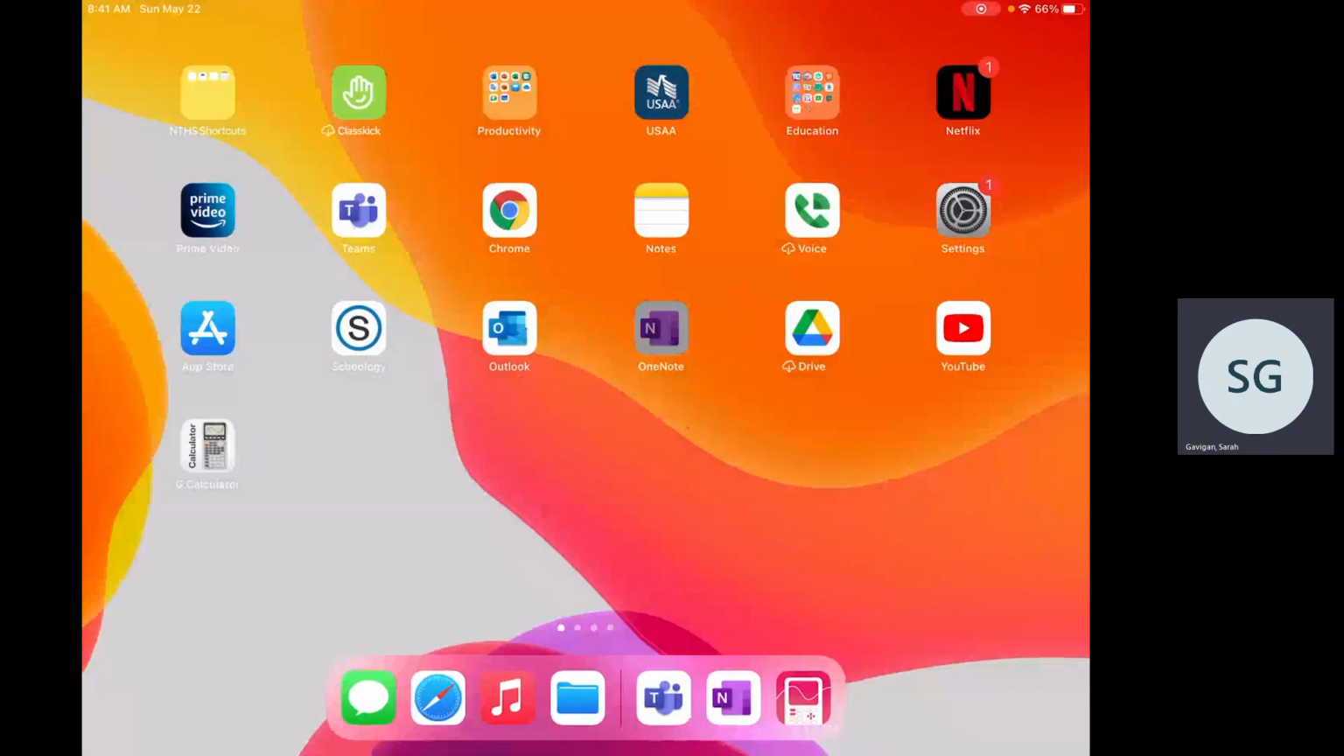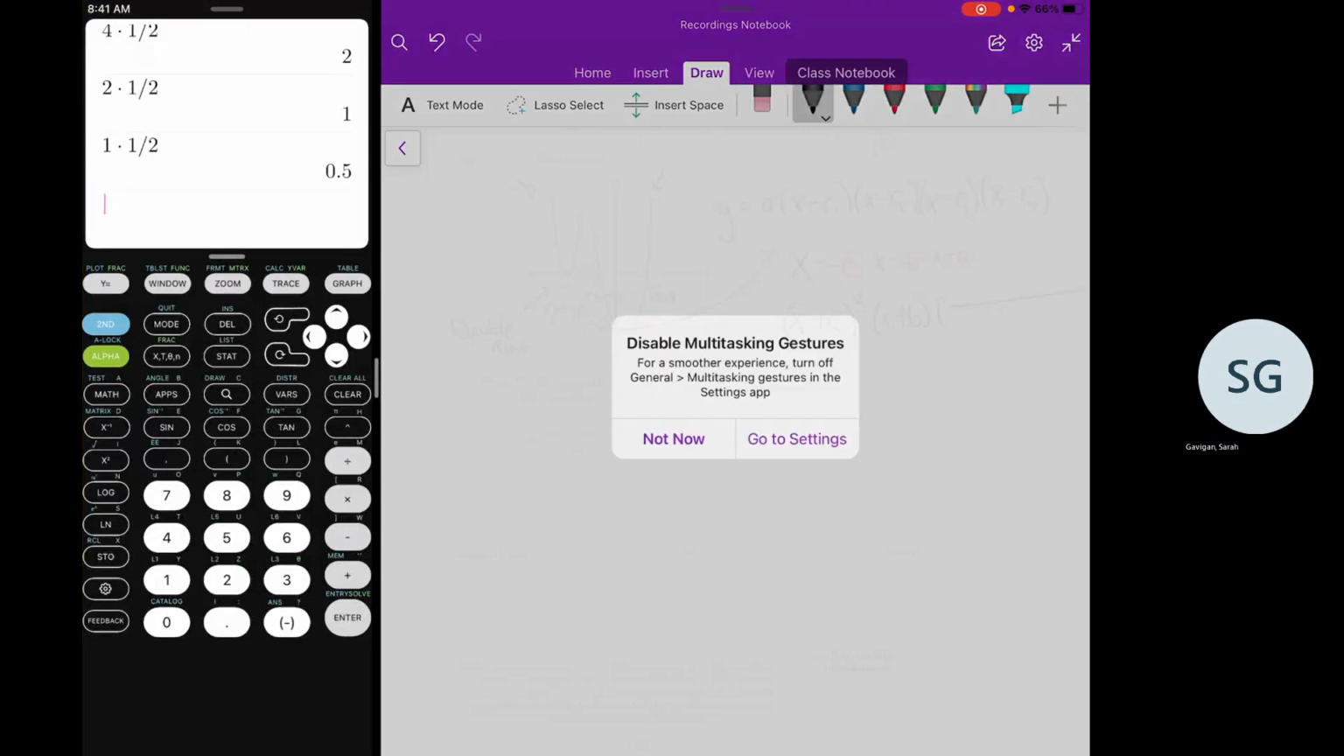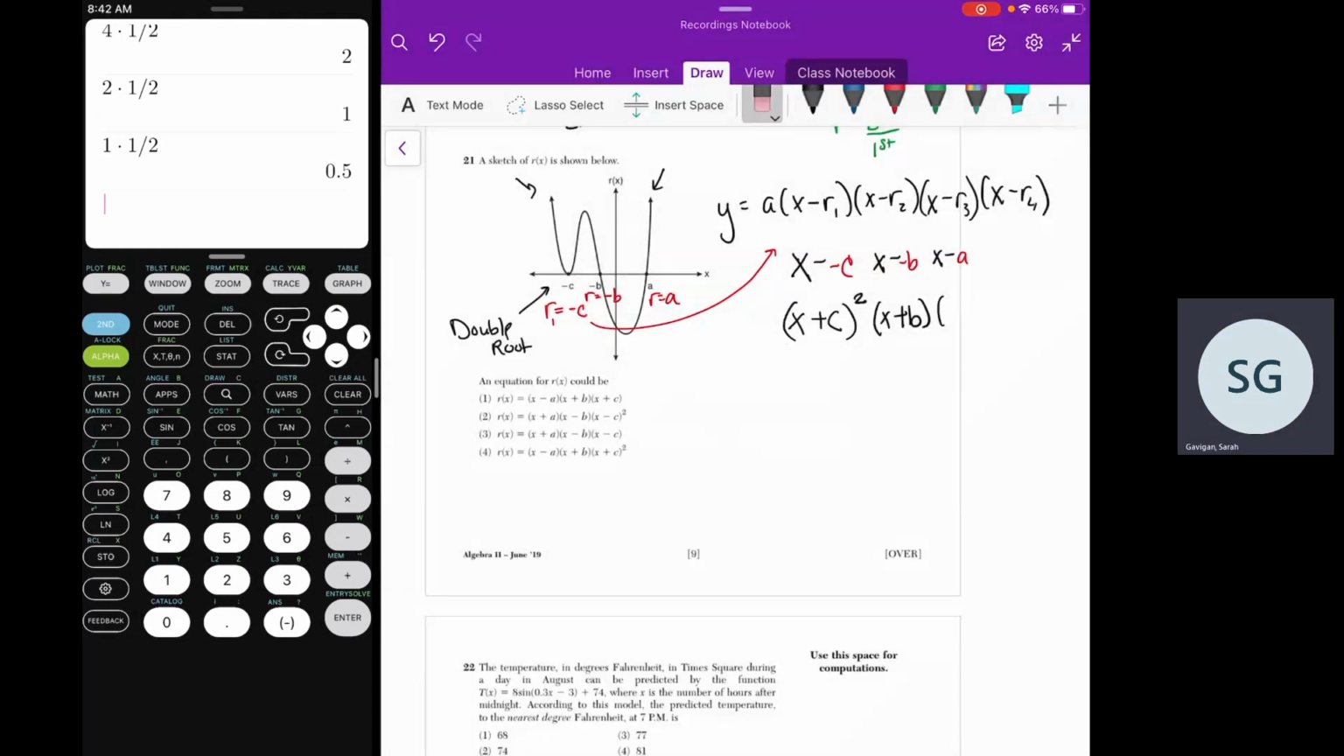Whoa, sorry. Which is just, where are we here? Sorry. Which is just x minus a. I hit the home button.